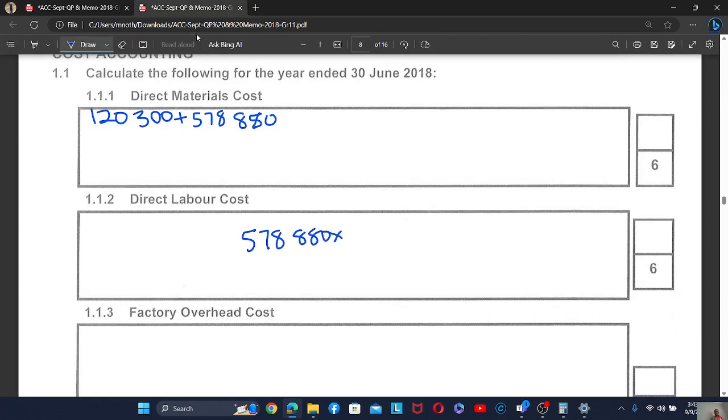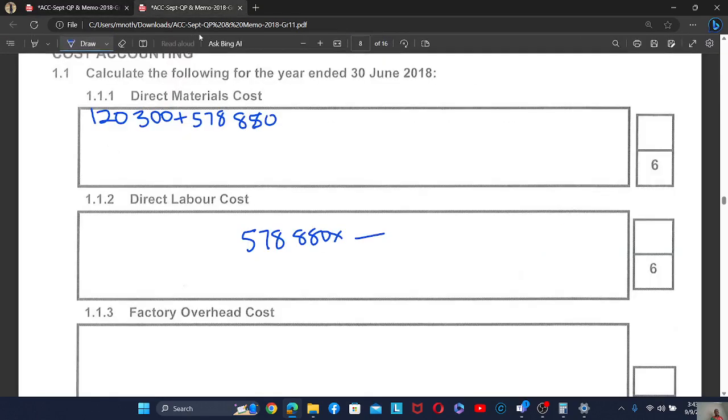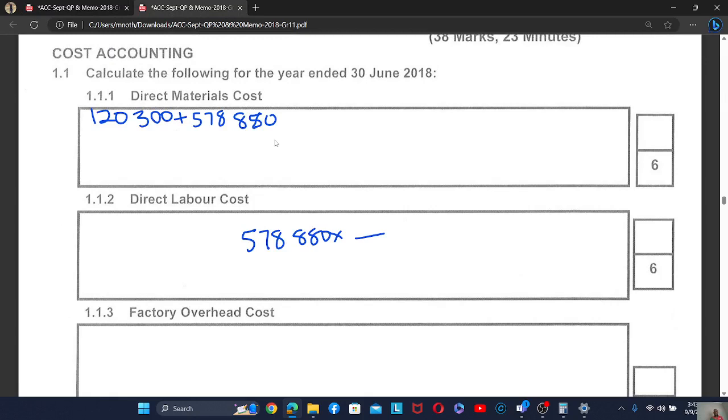So we are looking for the credit, right? Yes. But then the cash is how much? The cash is 40%, right? Yes. So remember, I said that below you need to put what you have. So what we have is 578, which is 40% of the raw material purchase. Meaning that below we are going to put 40%, because this is what you have.